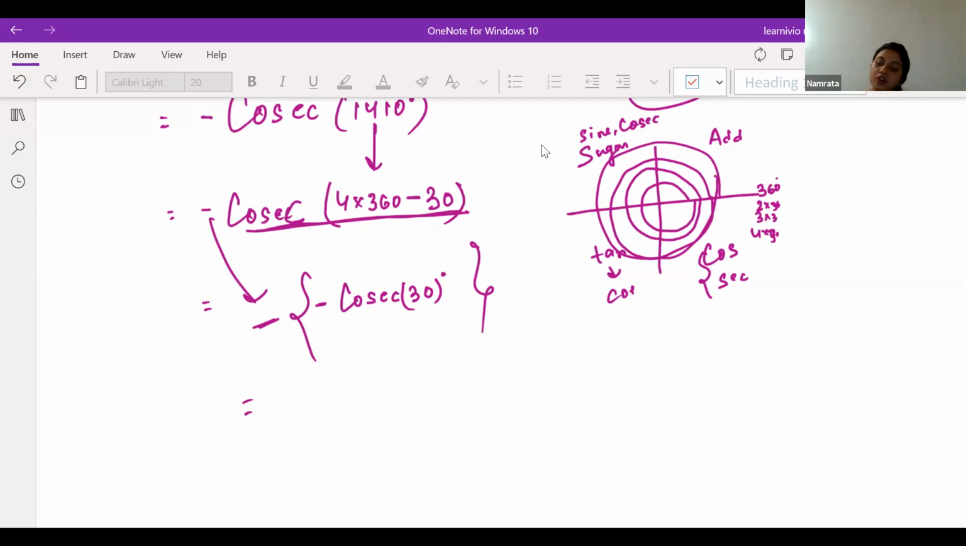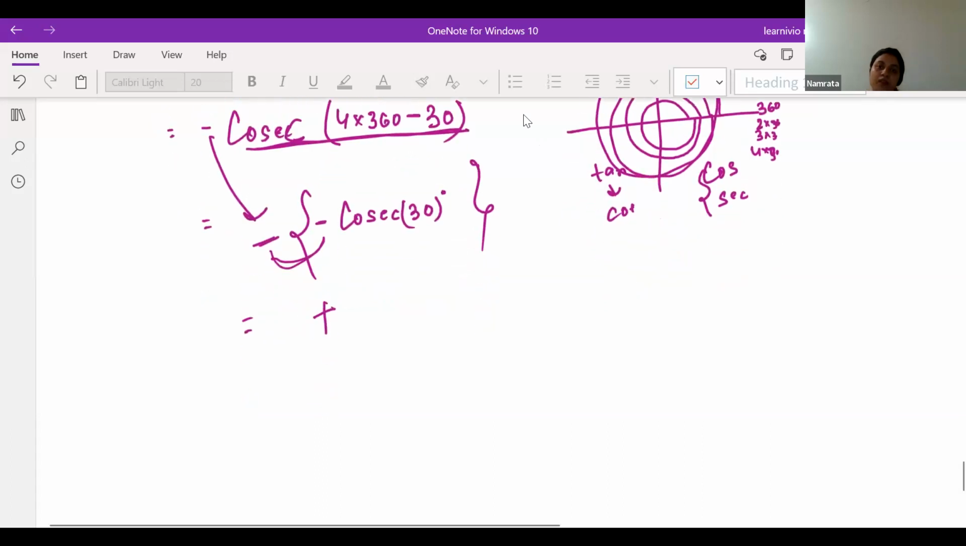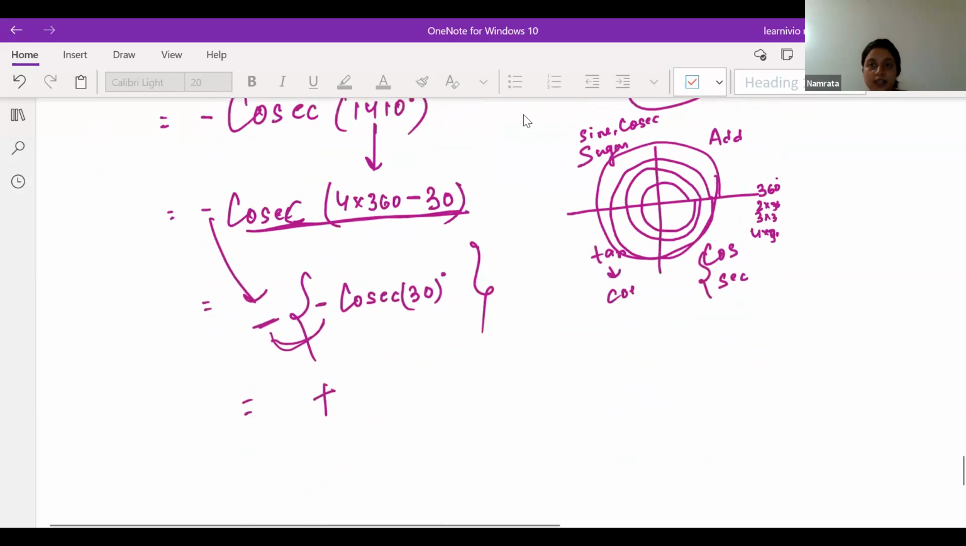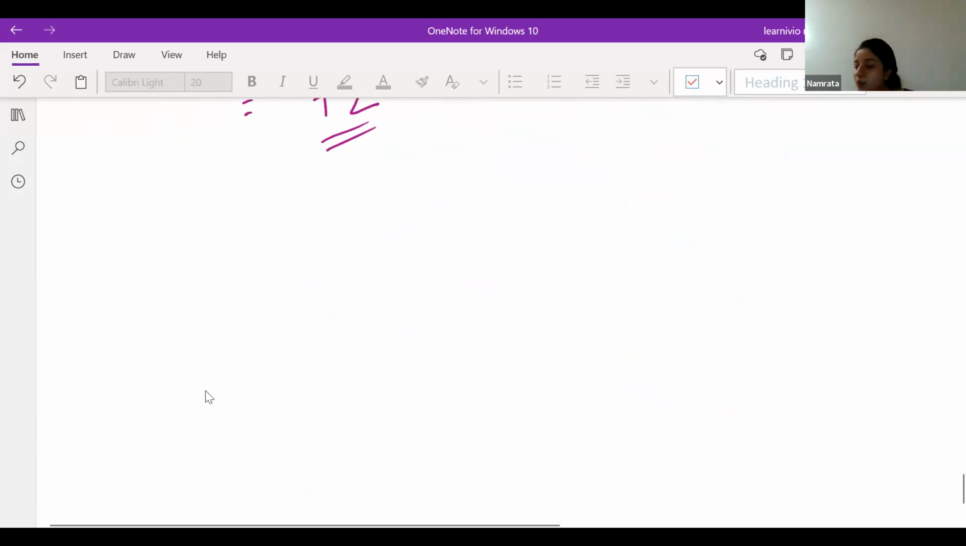Now we will just write the value of cosec 30 and we will get the answer. If you know the value of sin 30, you will easily be able to write the value of cosec 30. Otherwise, I suggest you learn the trigonometric table by heart. Whatever answer you get will be positive because both negatives make it positive. Okay? Sin 30 is 1 by 2, so cosec 30 will be the reciprocal of that, which is only 2. Right? So the result will be only 2. Is it clear? Yes, ma'am.